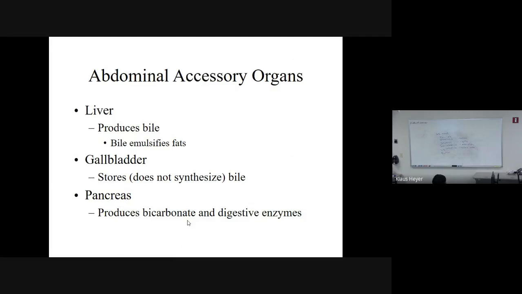Besides the enzymes, it produces bicarbonate. We consider bicarbonate an electrolyte, but for now, think of it as an antacid, something that's going to raise pH. When you make pH higher, you're making it less acidic. Lowering pH makes something acidic.